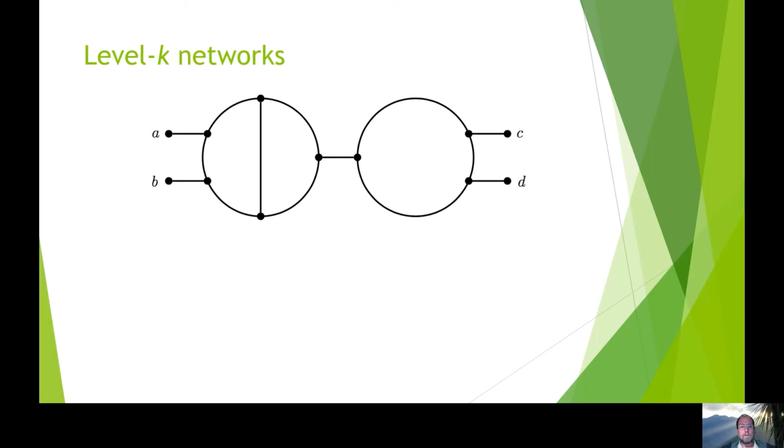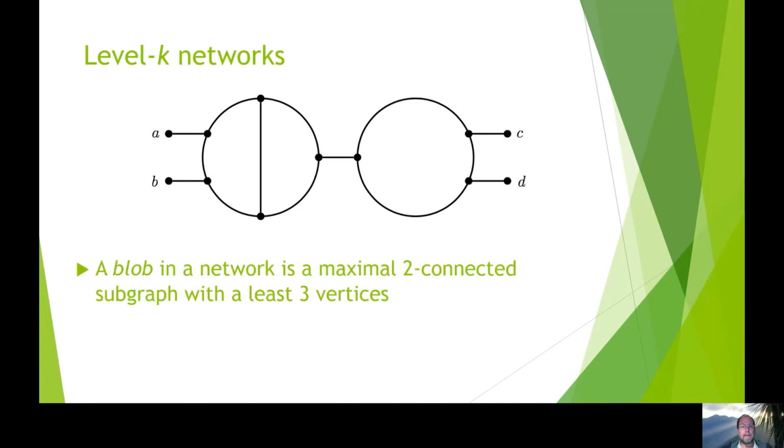So what about unrooted networks in general? Well, it's useful to have a kind of filtration on the networks so that we can study this problem in a little bit more detail. What we're going to look at are level K networks. So what's a level K network?